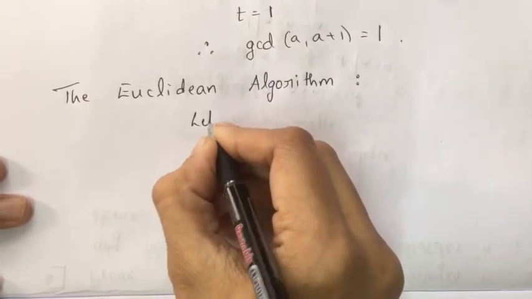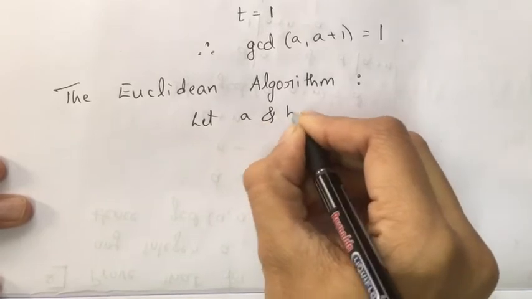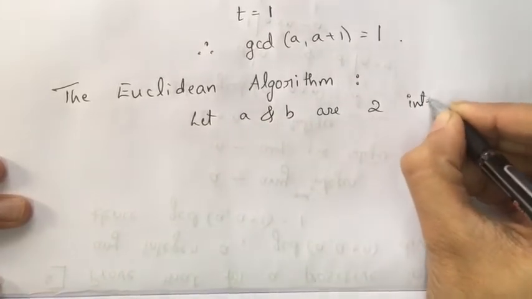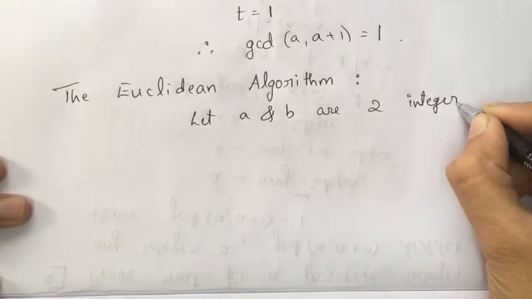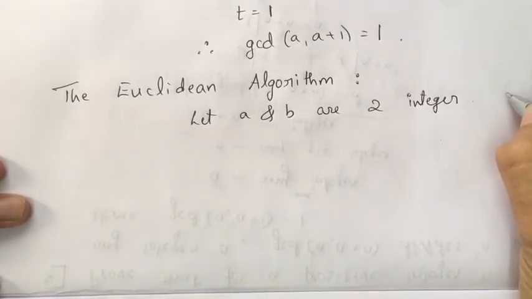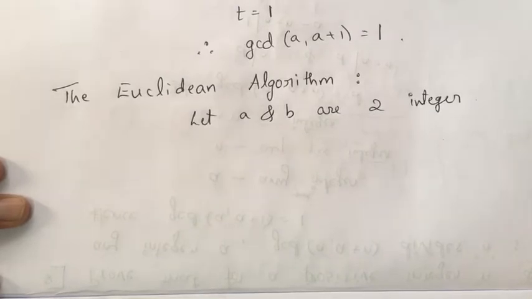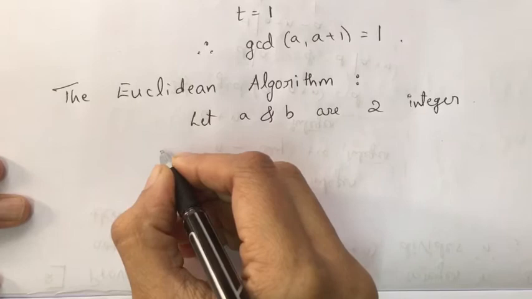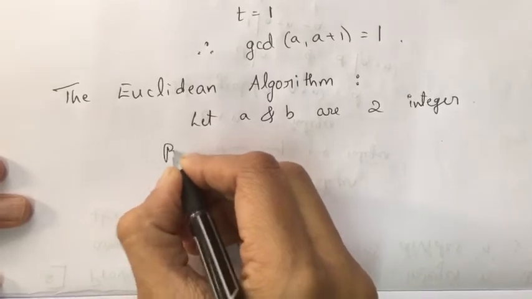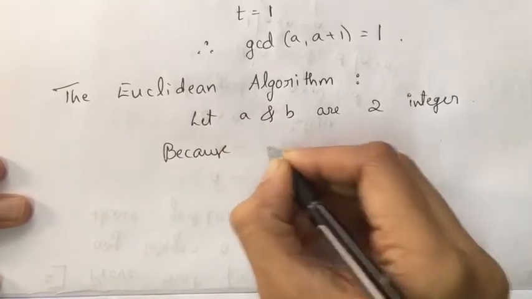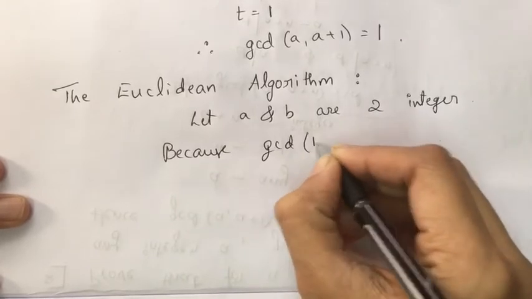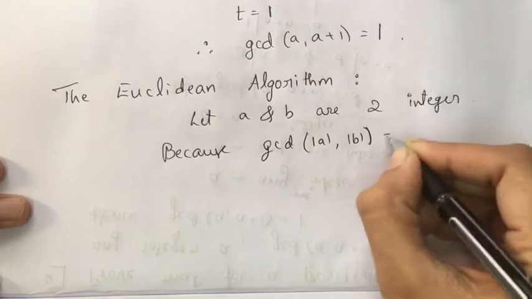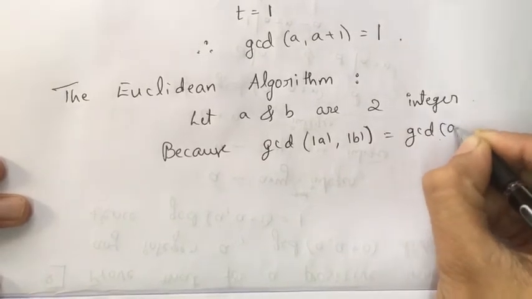Say let a and b be two integers and GCD of a and b is desired. Okay, so we know GCD of mod a and mod b, this is same as GCD of a and b, right?